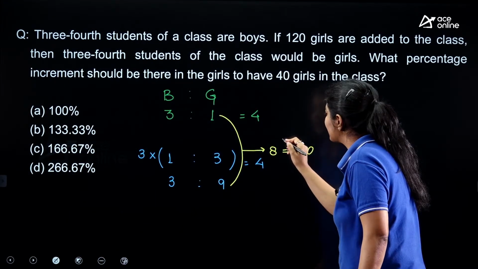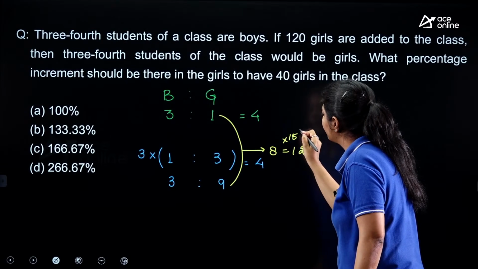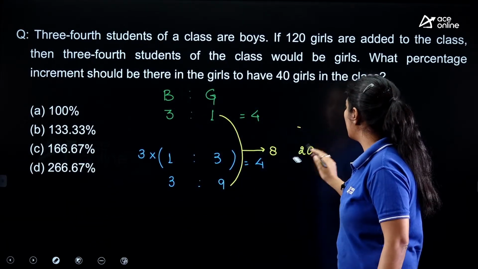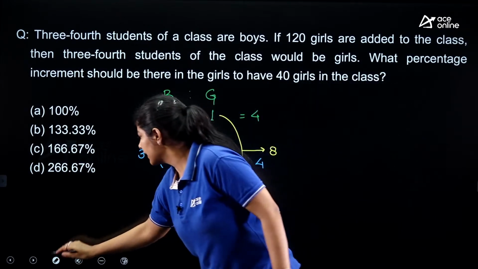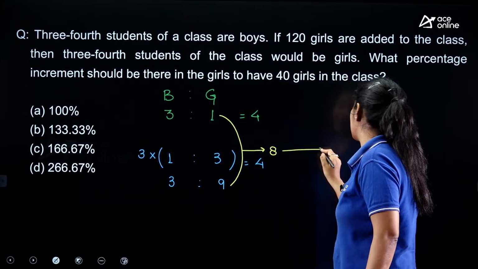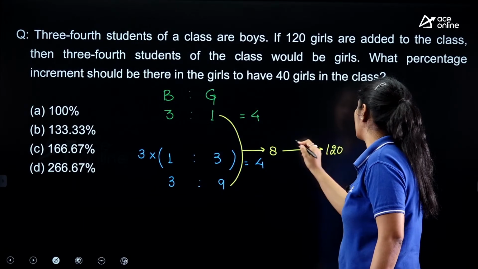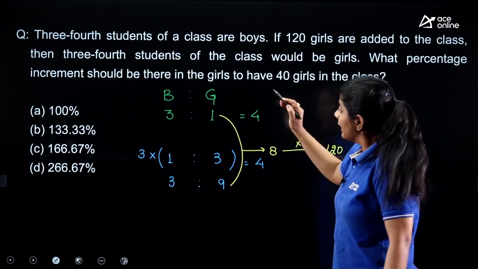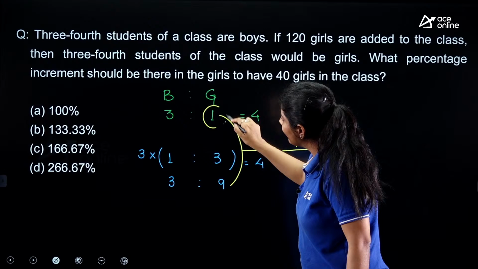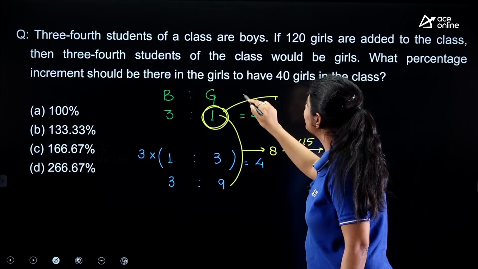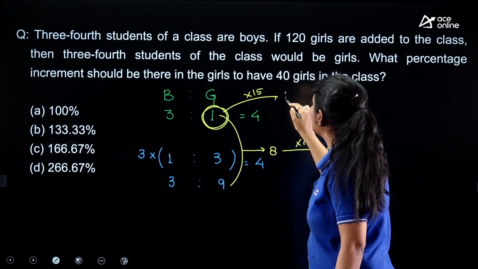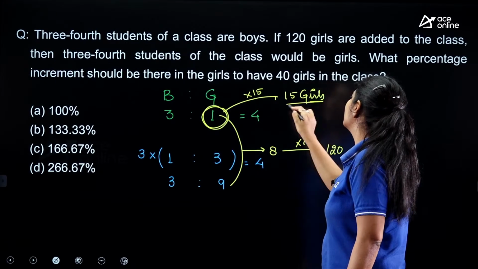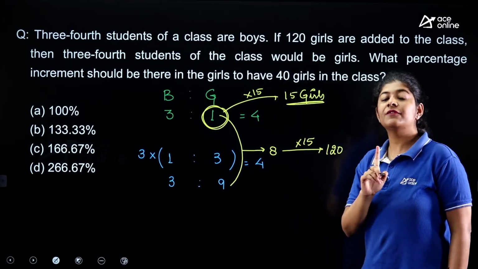That means it is present on the multiple of 15, right? The actual value of this 8 is nothing but 120. So we can say that of the girls we have in the class, at the initial level we only have 15 girls.